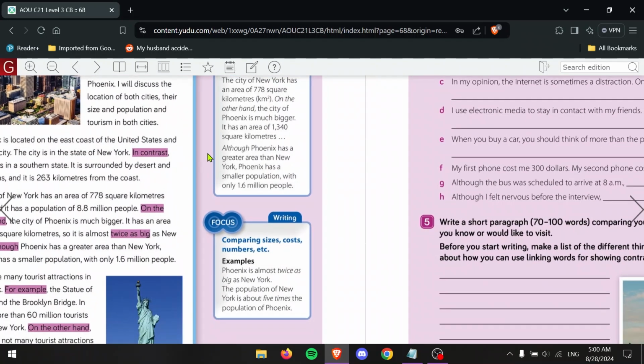Okay. Here's also another type of comparison where you compare things like sizes, costs, numbers, things like that. You could say something like Phoenix is almost twice as big as New York. The population of New York is about 5 times the population of Phoenix. Here we're comparing size and we're comparing numbers.